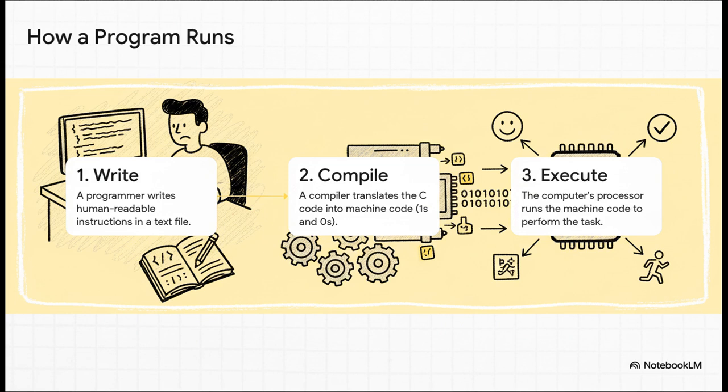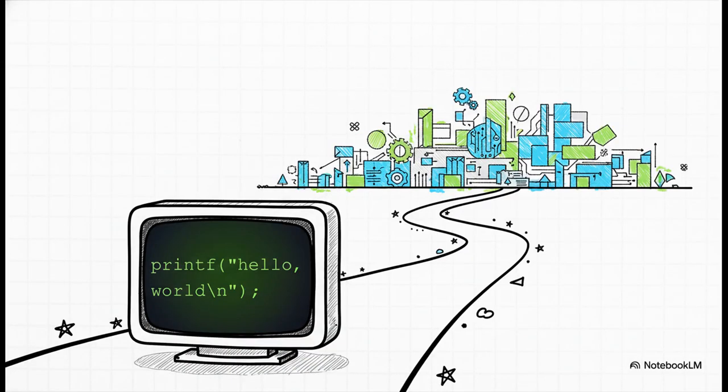That's the whole process. And this right here, printf hello world. This is it. This is the starting line for pretty much every C programmer in history. It's the famous Hello World program. All it does is tell the computer to print the words Hello World to the screen. I know, it looks so simple, right? But this one little line is a huge rite of passage. It's the very first hello in a long, powerful conversation with the machine.